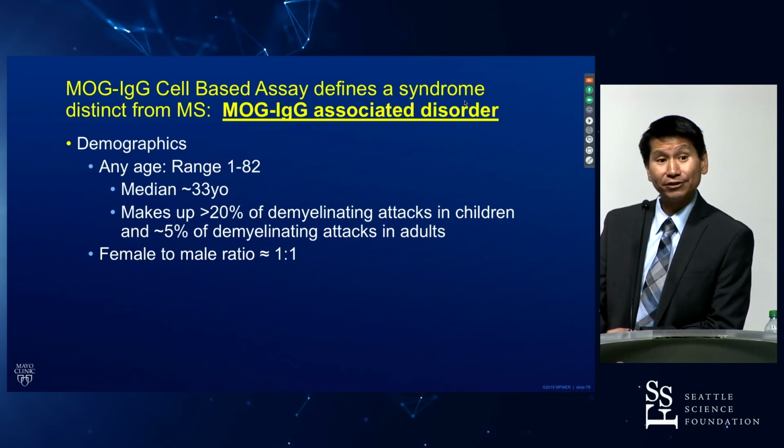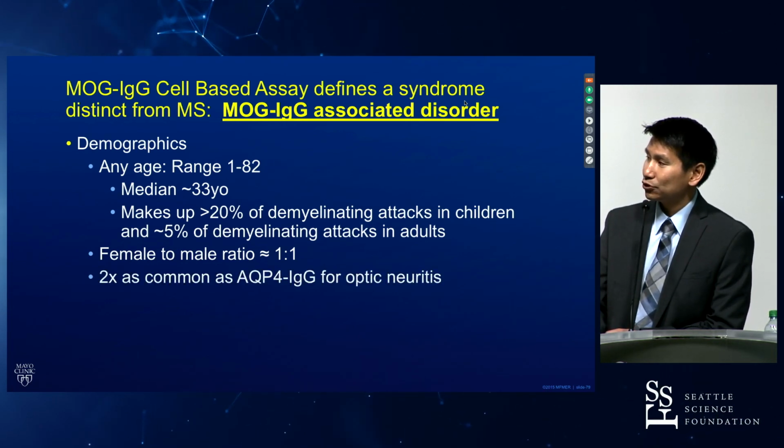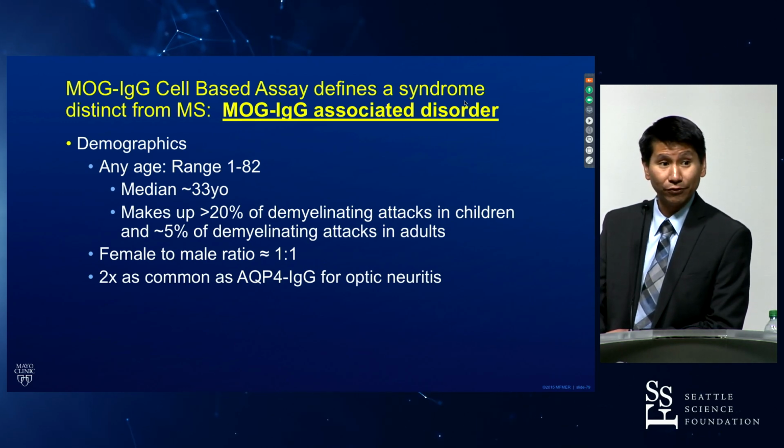Interestingly, the male to female ratio is about 1-to-1, unlike MS and NMO. And it's probably about 2 times as common as aquaporin 4 optic neuritis.